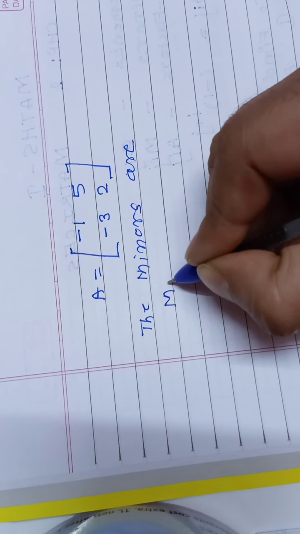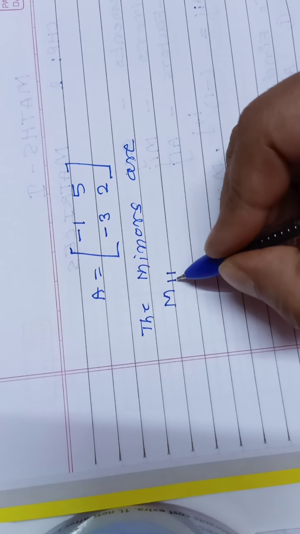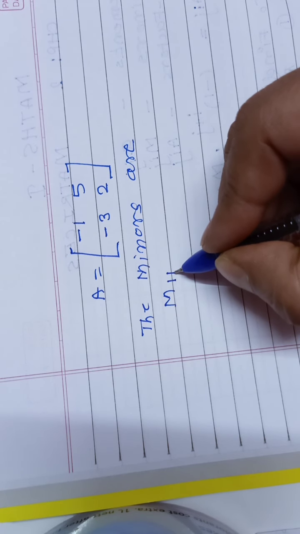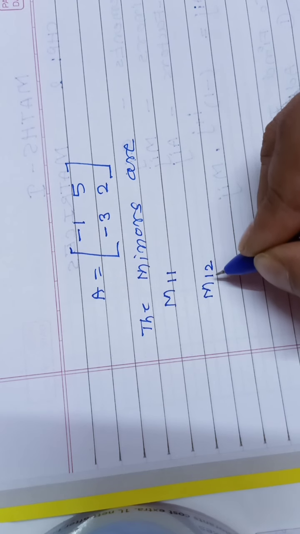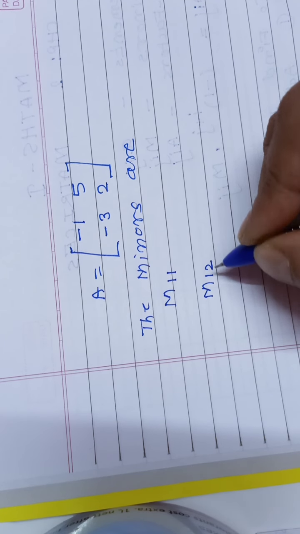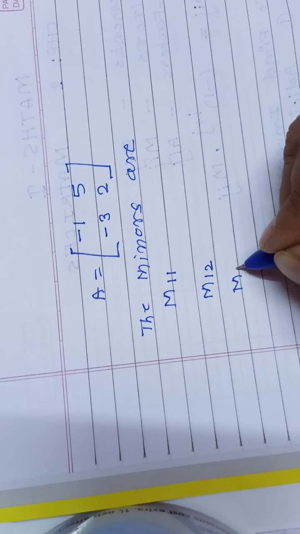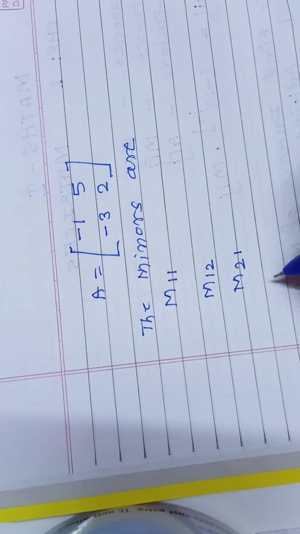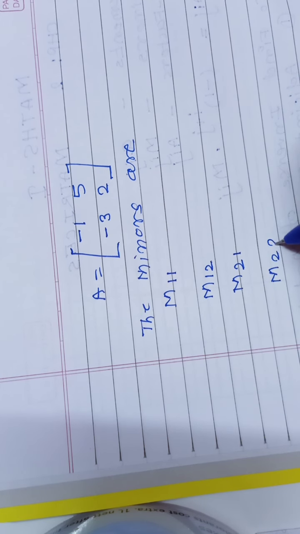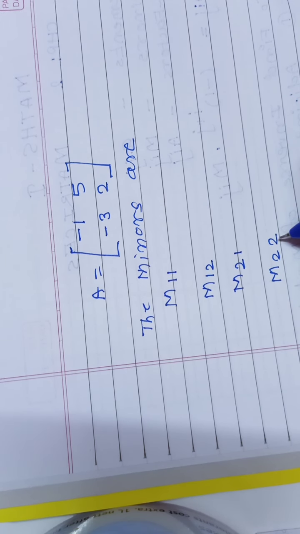First one is M11, that is first row, first column. M12, that is first row, second column. M21, that is second row, first column. And M22, that is second row, second column.